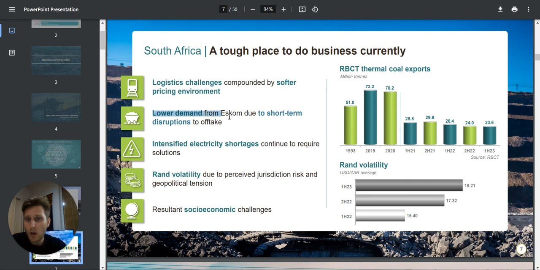which we see here. Lower demand from Eskom due to short-term disruptions. Intensified electricity shortages continue to require solutions. Rand volatility due to perceived jurisdiction risk. So jurisdiction risk is South Africa. It means people are adding a risk premium. The risk premium is higher.